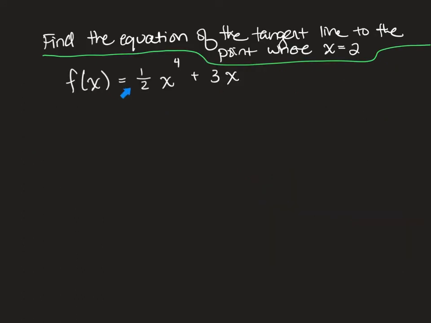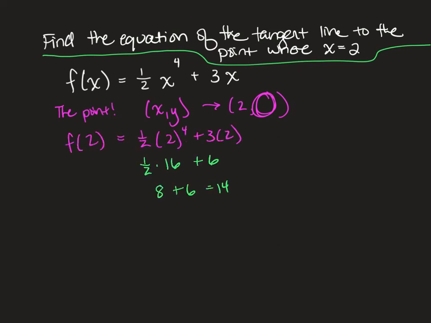Okay, so here we've got a function, and we're going to find the equation of the tangent line to the point where x equals 2. So let's get the point first. We need an x and a y, and we know that x is going to be 2, and we're looking for our y value. So let's figure that out. We just have to plug in 2. Do that, and we're going to get 14. So our point is (2, 14).